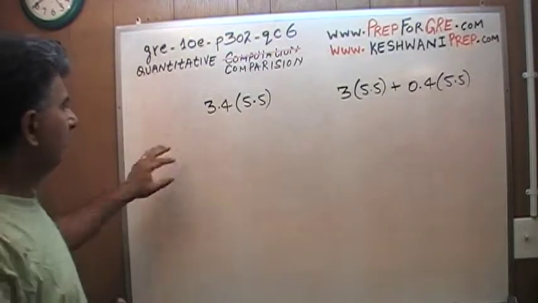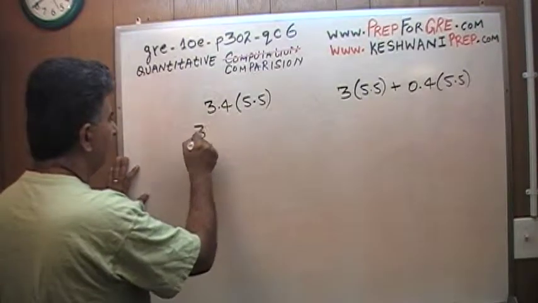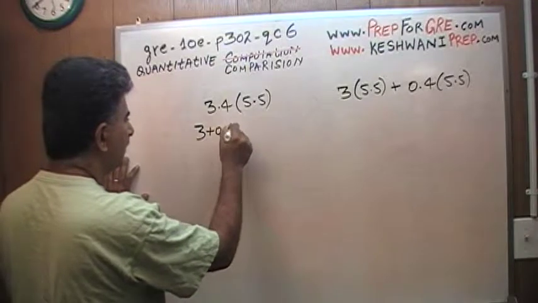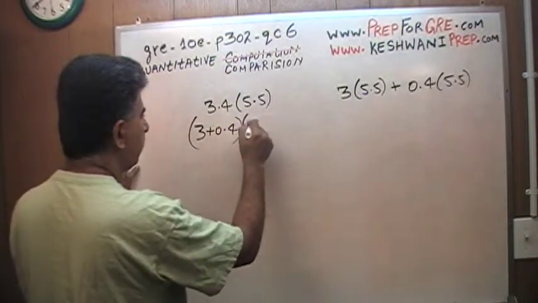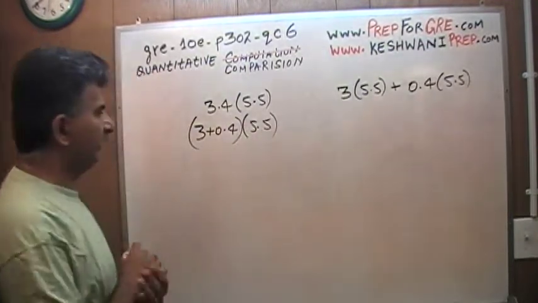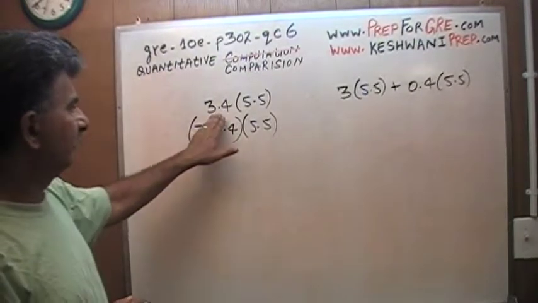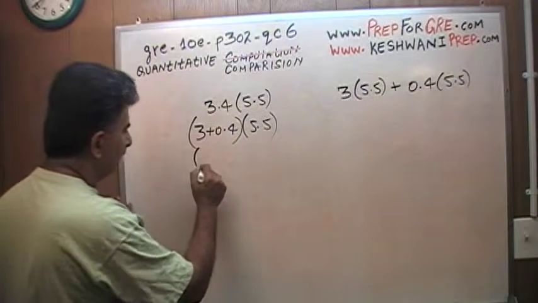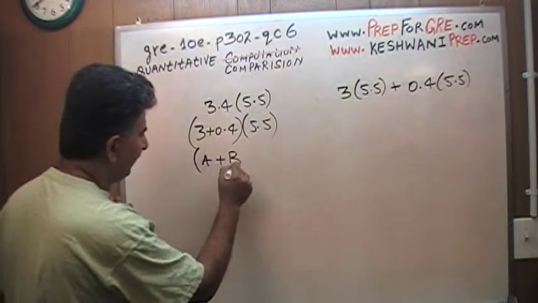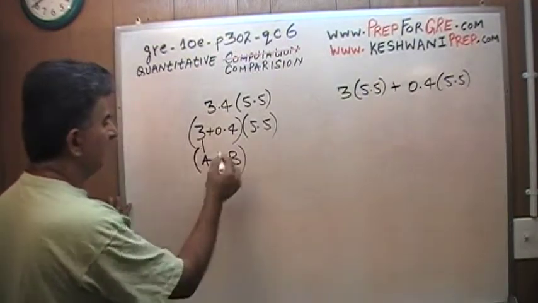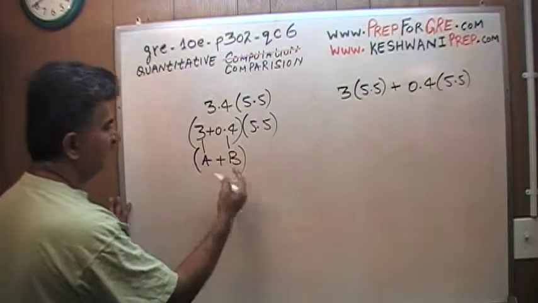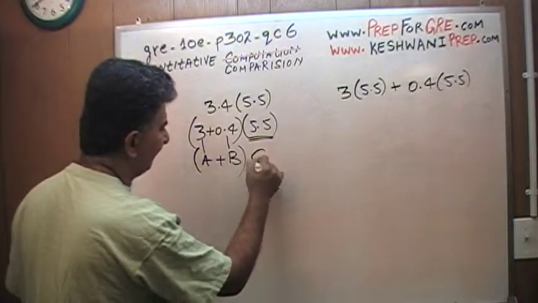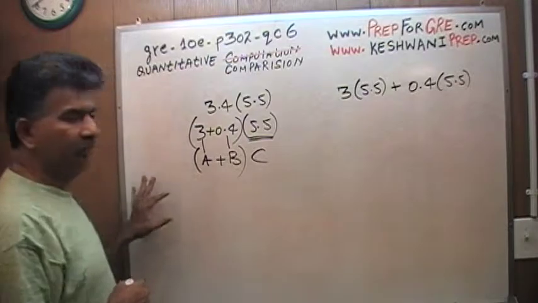But 3.4, can I write 3.4 as 3 plus 0.4? Of course we can. Why not? 3 plus 0.4 is 3.4. Now, 3.4 times 5.5 is like this. A plus B, my A is 3 and my B is 0.4. A plus B, and this is our C. A plus B times C is what we have here.